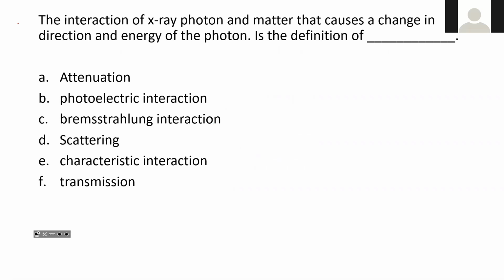Okay, the interaction of X-ray photon and matter that causes a change in direction and energy of the photon is defined as, it's not attenuation, is it? But it's one of the interactions of the attenuation. Photoelectric interaction, you don't have any photon left. Bremsstrahlung is in the tube. Scattering would be the correct answer. Which scatter would it be in specifically? Compton.